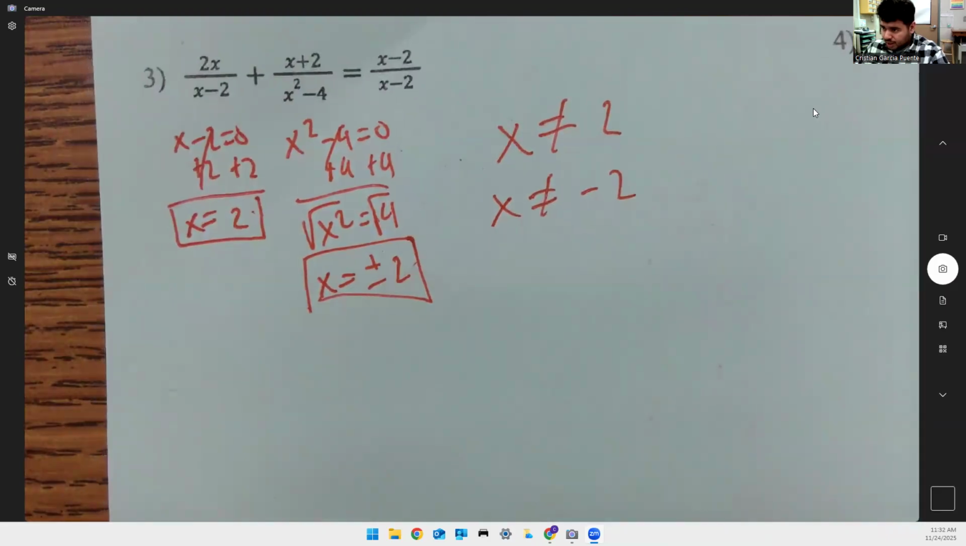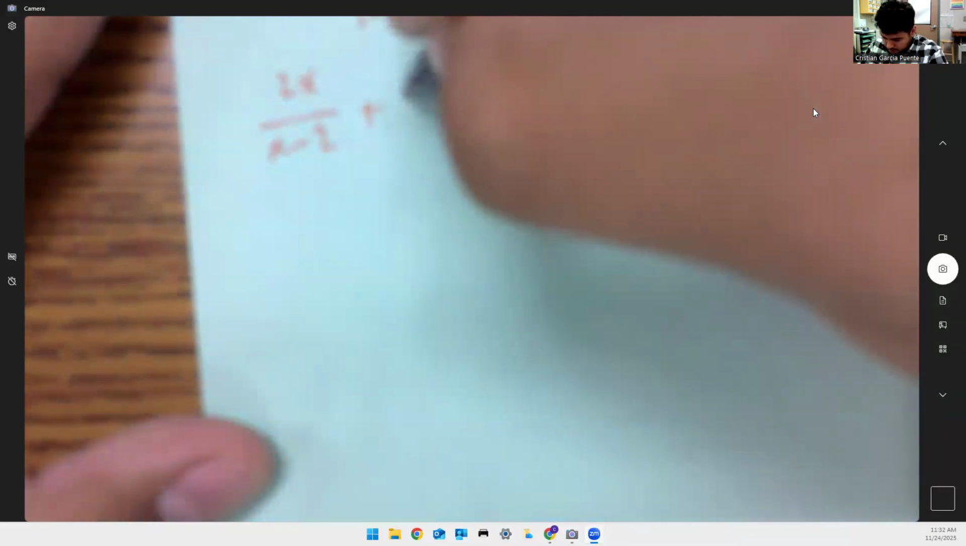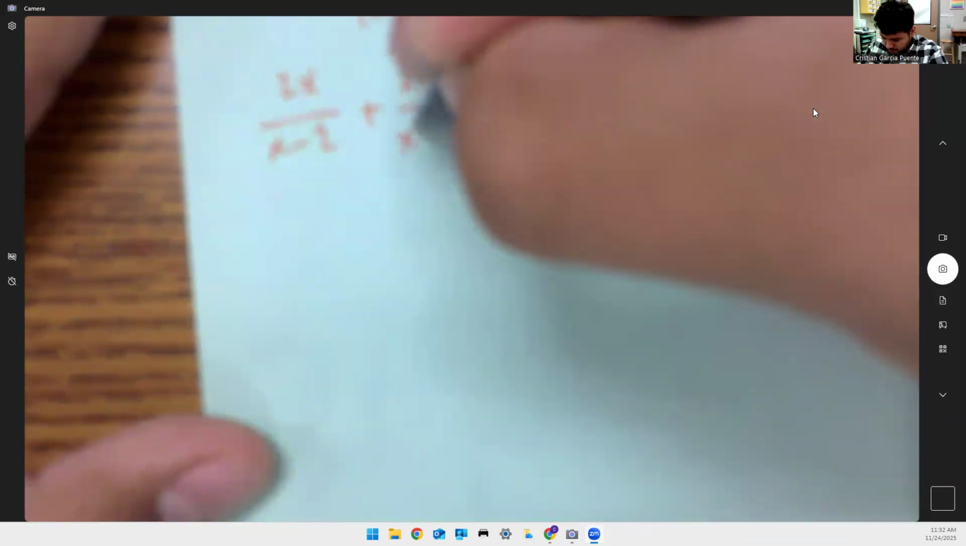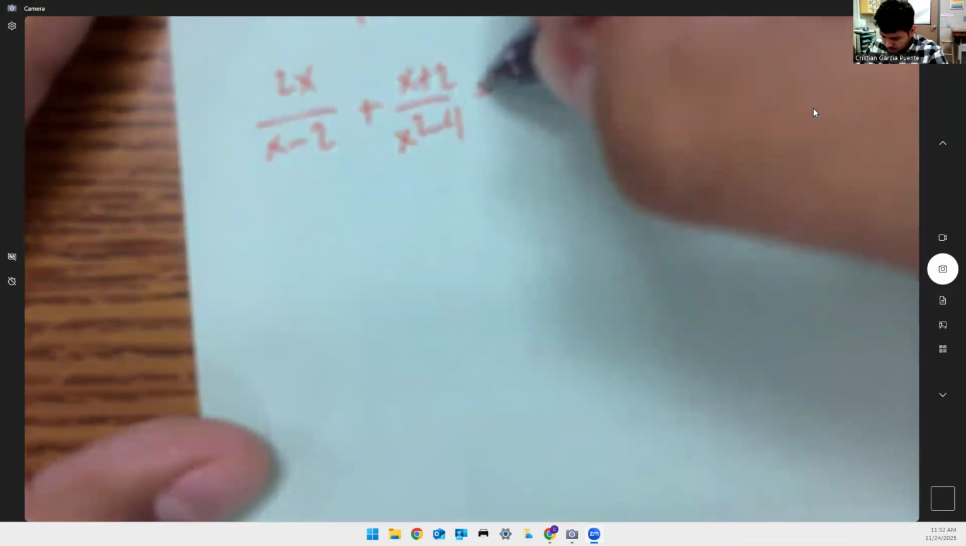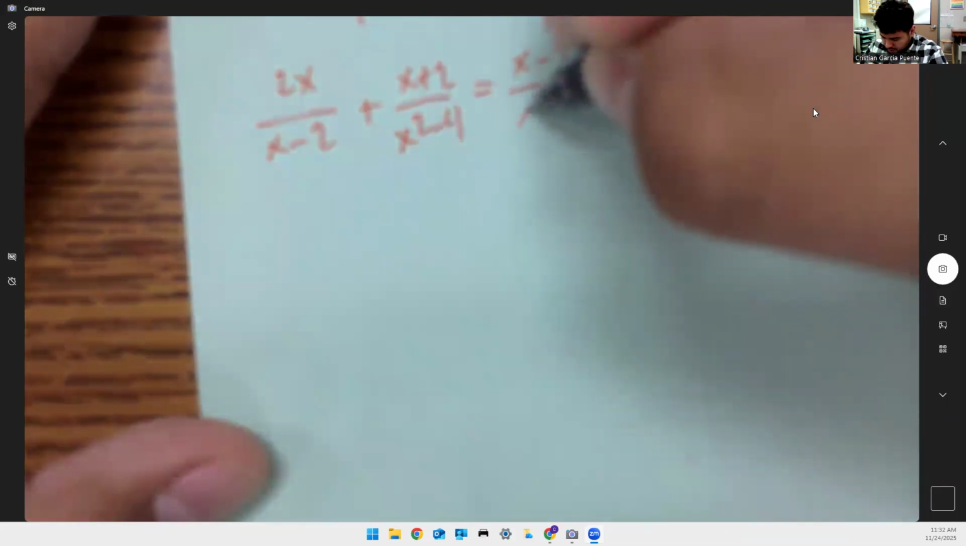All right. And now I'm going to rewrite the problem that we have down here. So 2x over x minus 2 plus x plus 2 over x squared minus 4 is equal to x minus 2 over x minus 2.